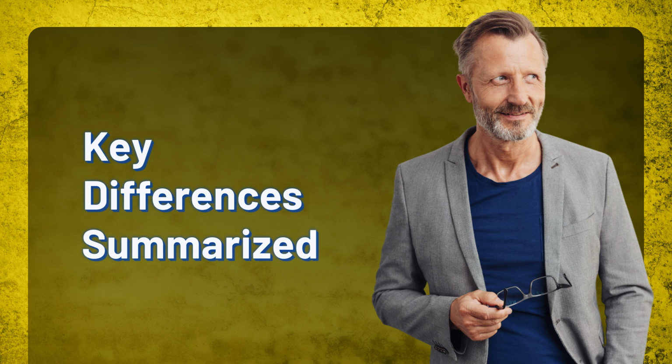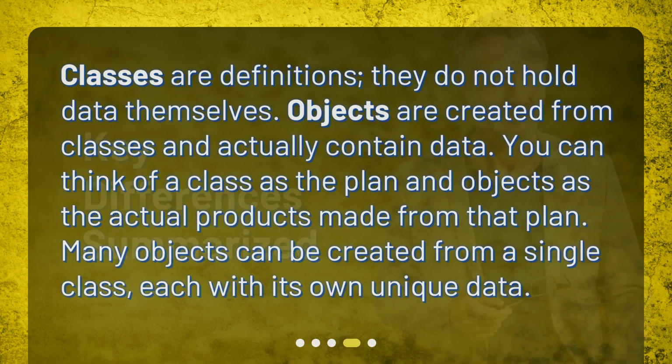Key differences summarized. Classes are definitions. They do not hold data themselves. Objects are created from classes and actually contain data. You can think of a class as the plan and objects as the actual products made from that plan. Many objects can be created from a single class, each with its own unique data.